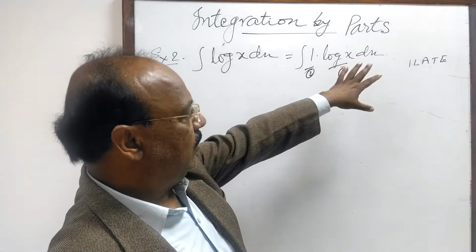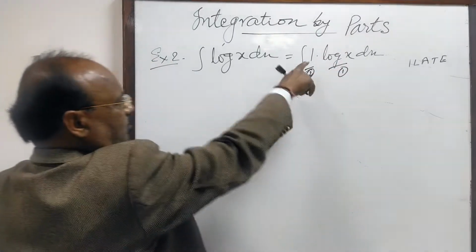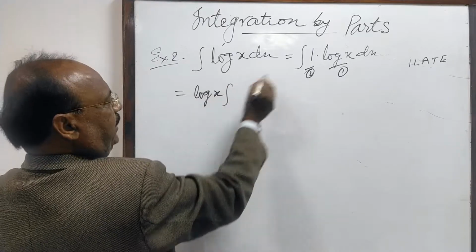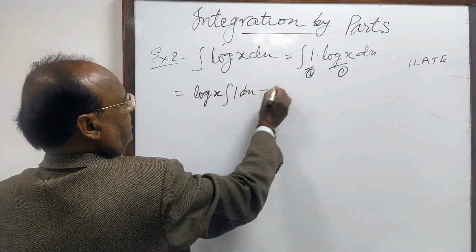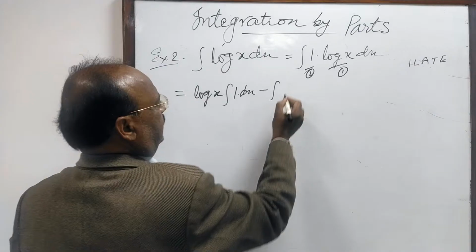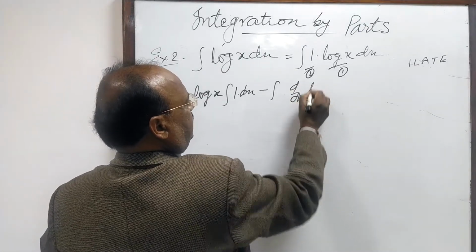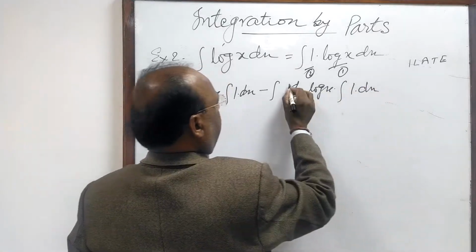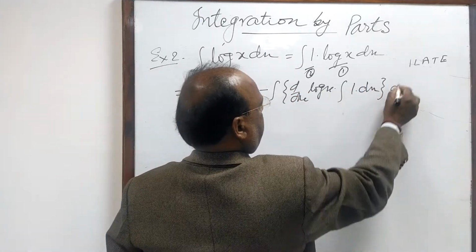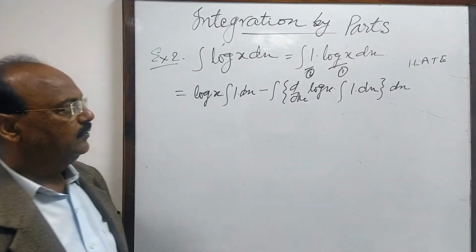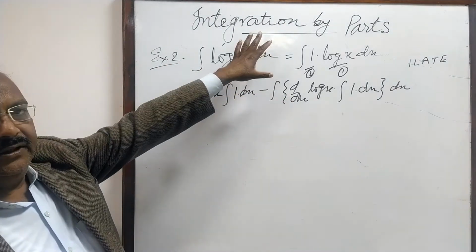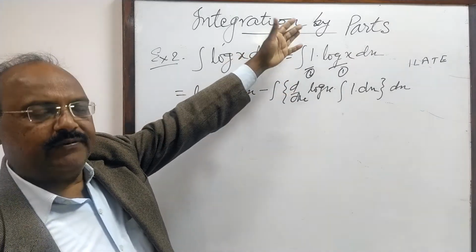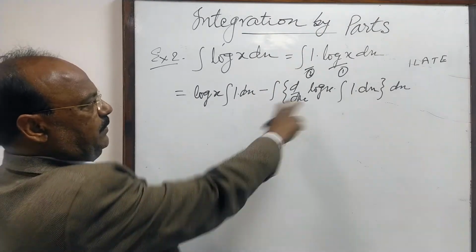Now we can use the formula for integration by parts. This can be written as first function into integration of second function minus integral of derivative of first function, so d/dx of log x, into integral of second function, and we write the whole thing dx. Clear? We have just used the formula for integration by parts that we discussed and used in the first question also. Now let us simplify it.